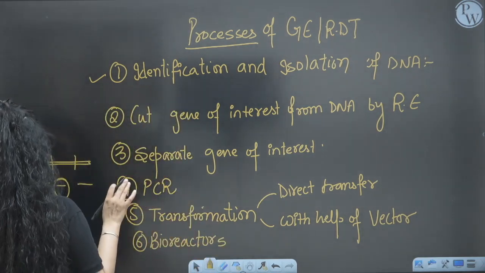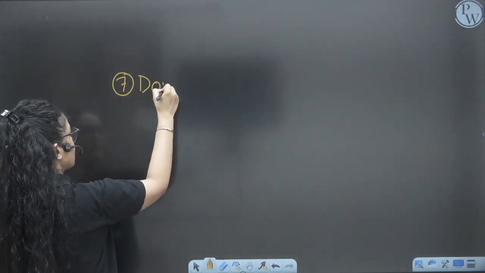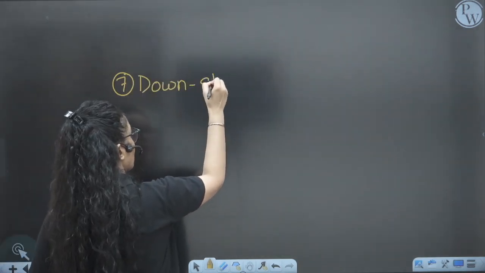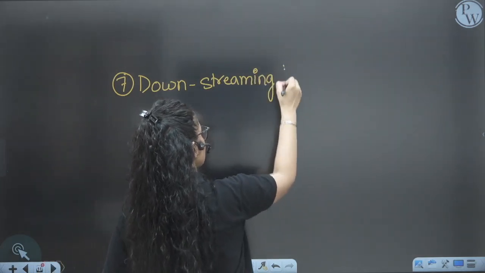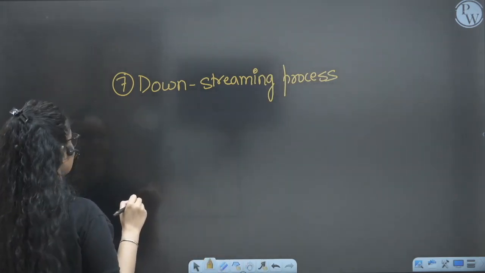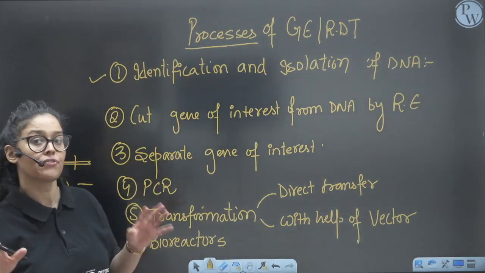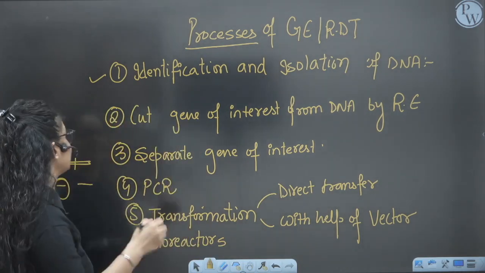So the 6th, 7th step will be, after forming the product, we have to purify it and we have to sell it in the market. That is the downstreaming process. So the whole chapter will be covered in the 7th step, right? The whole process of genetic engineering will be covered in these steps.